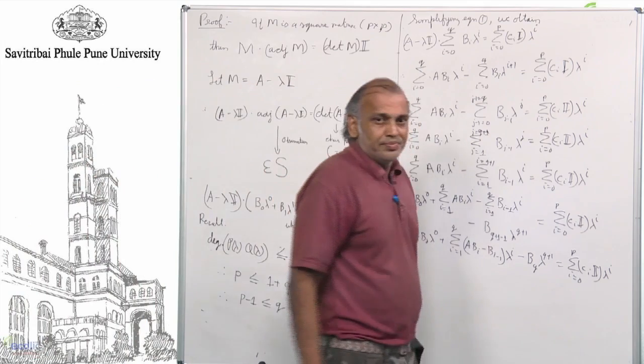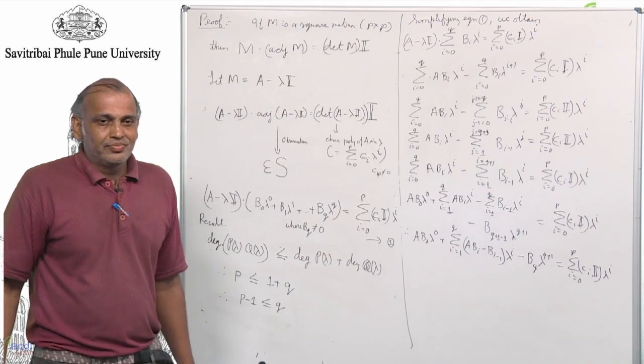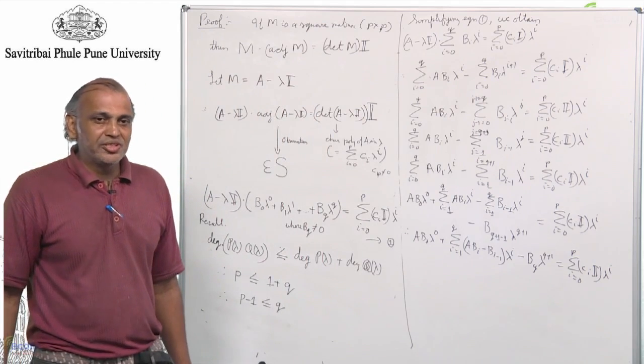So now here comes an issue. You have two polynomials in lambda with matrix coefficients on both sides.